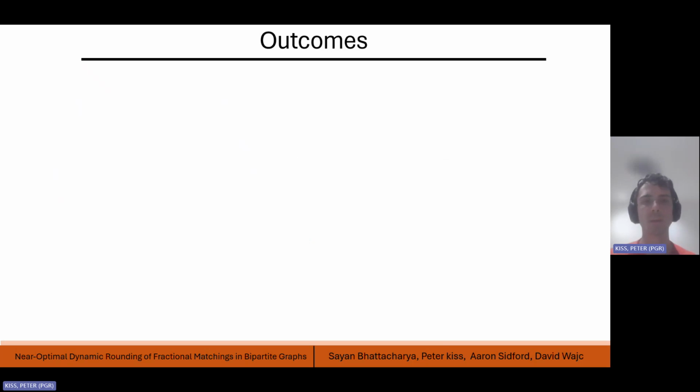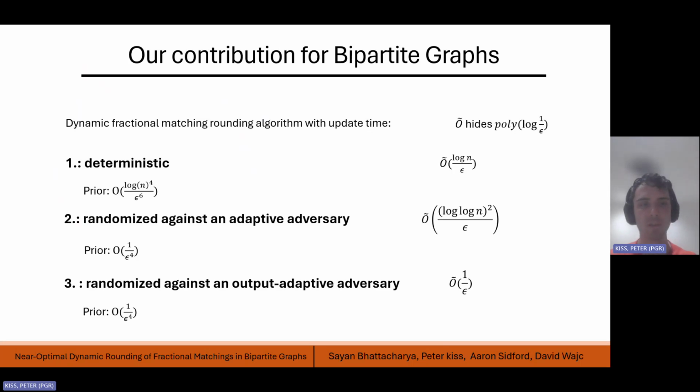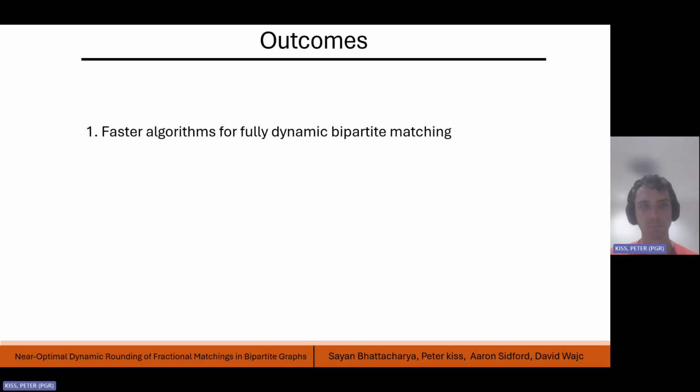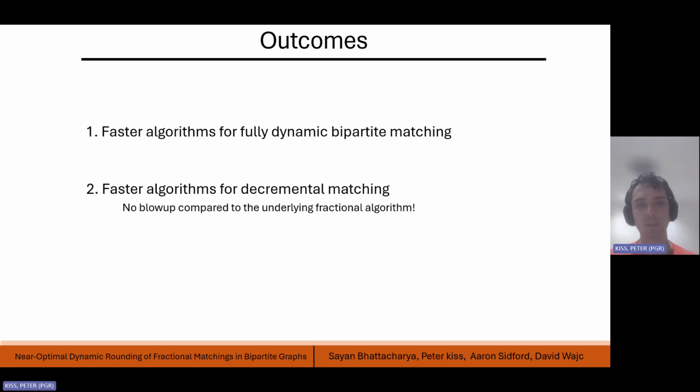So what outcomes will this lead to? We'll get faster algorithms for fully dynamic bipartite matching. The exact terms depend on whether they are randomized or deterministic, but there are multiple factors of epsilon and logs saved for most cases. We also get fast algorithms for decremental matching, and here, due to the structure of these decremental matching algorithms, there's actually no blow up between the fractional algorithm and the integral rounded version using our framework.